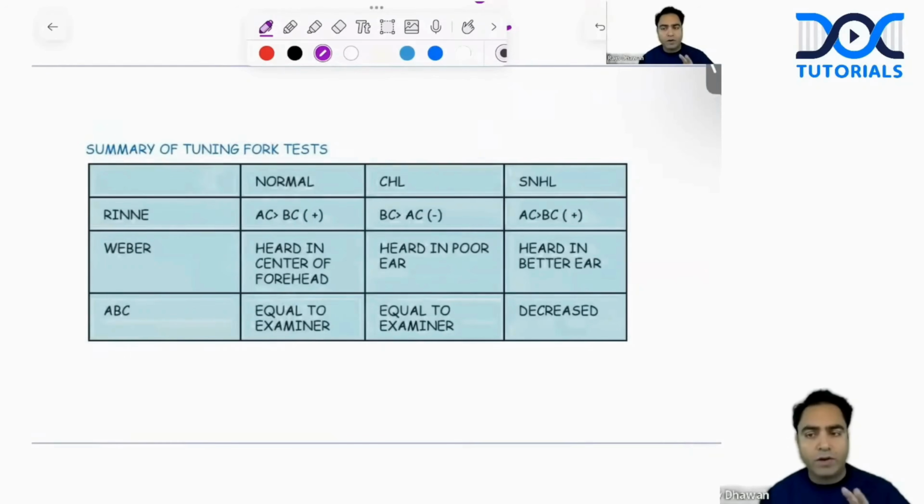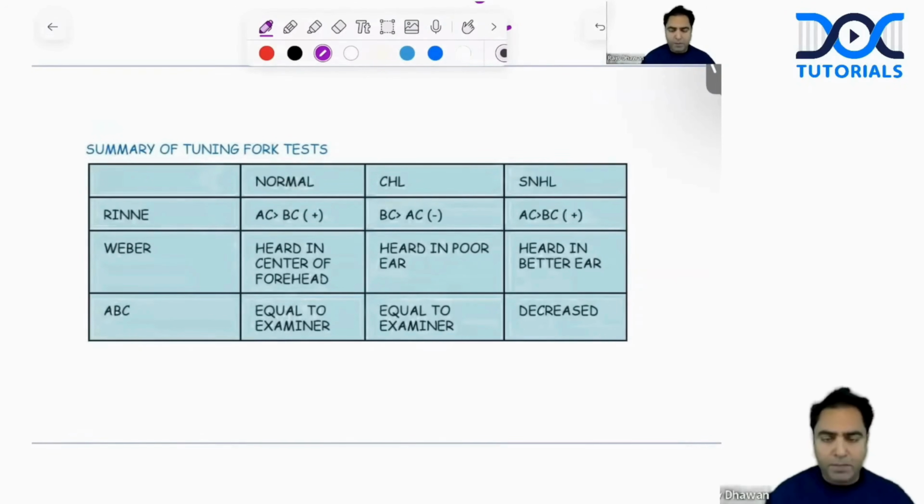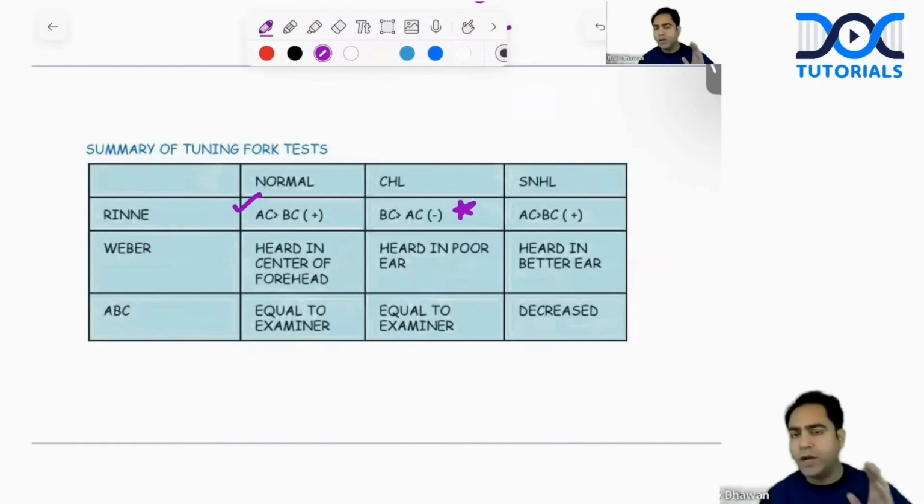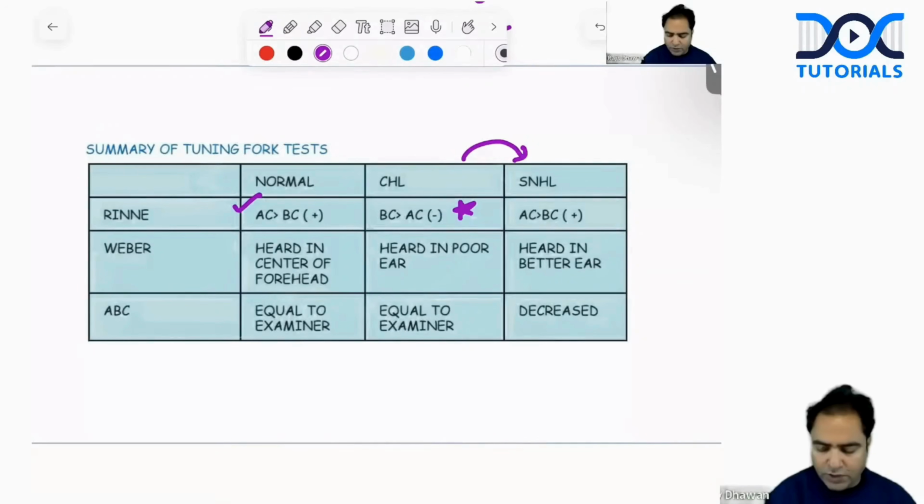There are 3 tuning fork tests. First one, Rinne, is comparison of air conduction and bone conduction. In normal people, air conduction is better than bone conduction. And in conductive hearing loss, bone conduction is better than air conduction. Rinne negative is a very, very important question. Always, and this question also is Rinne negative because it's a conductive hearing loss. And these two are always reverse of each other.